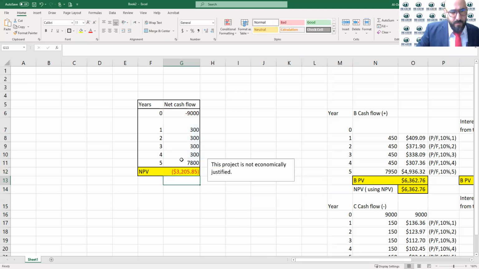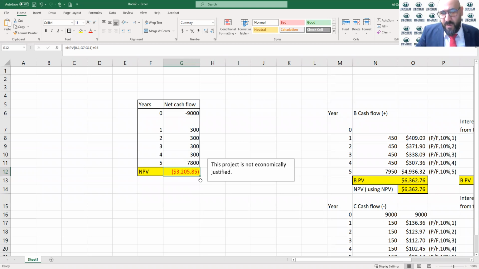All right, once you build your cash flow table, you use the NPV function and you will get this number, which is 3,205. Of course, it's a negative. As you see, this is a negative in red in parentheses, which means this project is losing. They're not making money from this machine. So from a financial perspective, this project is not economically justified.